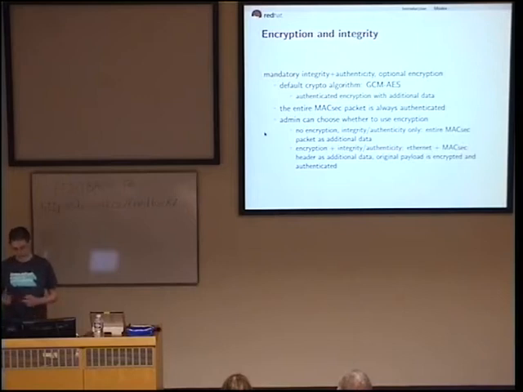So MACsec can work with two different modes. You will always have integrity and authenticity of your traffic, and you can also encrypt it if you want. So the default crypto algorithm that you use for MACsec is Galois counter mode AES, and that will provide you authenticated encryption with additional data. So your entire MACsec payload from the beginning of the Ethernet header to the end of your payload is always authenticated. And then as a network administrator, you can choose whether you encrypt the payload, say the IP header, then TCP and whatever you have over that, or you don't encrypt it. And that will determine how the parameters for GCM are set up.